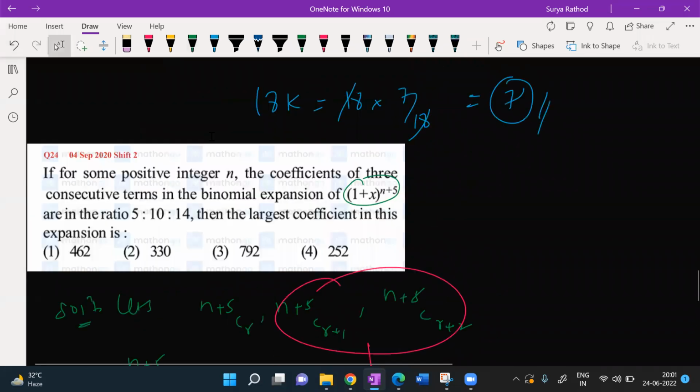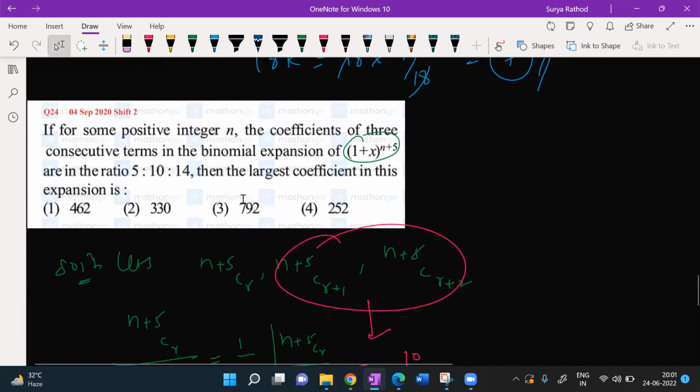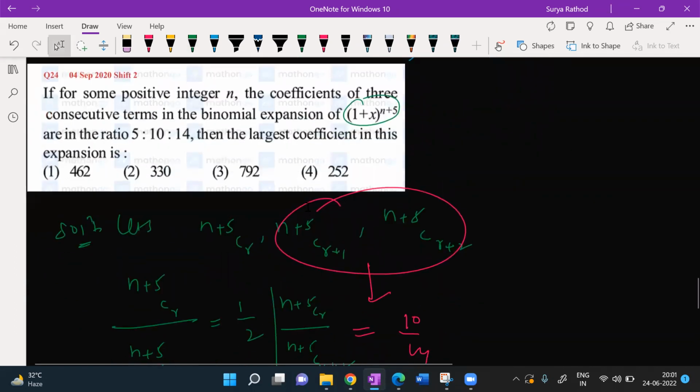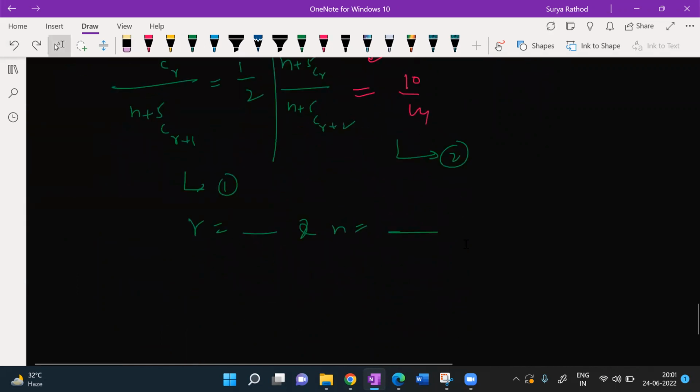Then you will be finding what is asked: for some positive integer, the coefficients of three consecutive terms, and the largest coefficient in this expansion. Just substitute the n and r values to get the largest coefficient, and match it with your option. So this is how you will be solving.